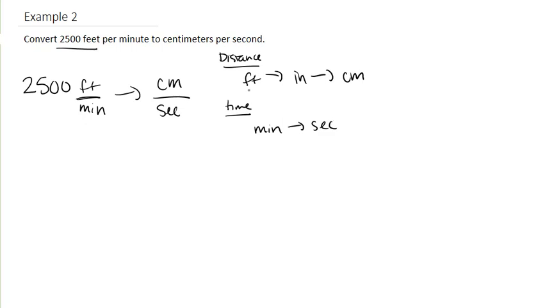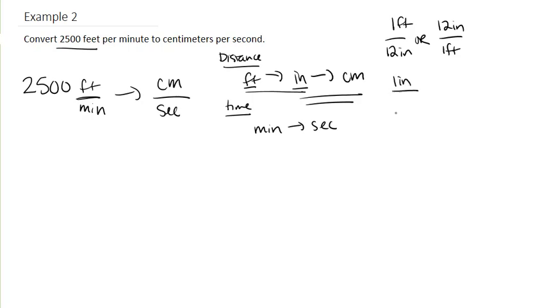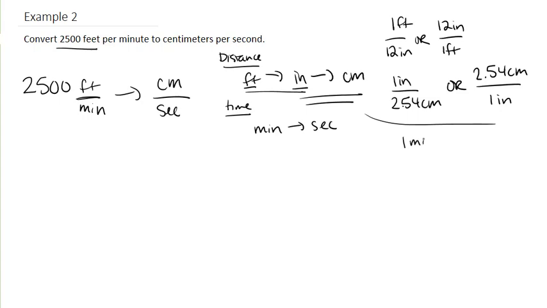So for our distance, we know from feet to inches, we need to look at this conversion factor. So 1 foot is equal to 12 inches, or 12 inches is equal to 1 foot. We'll have to use one of these. And then we need to look at inches and centimeters. So 1 inch is equal to 2.54 centimeters, or 2.54 centimeters over 1 inch. Then we know we have 1 minute is equal to 60 seconds, or 60 seconds is equal to 1 minute.